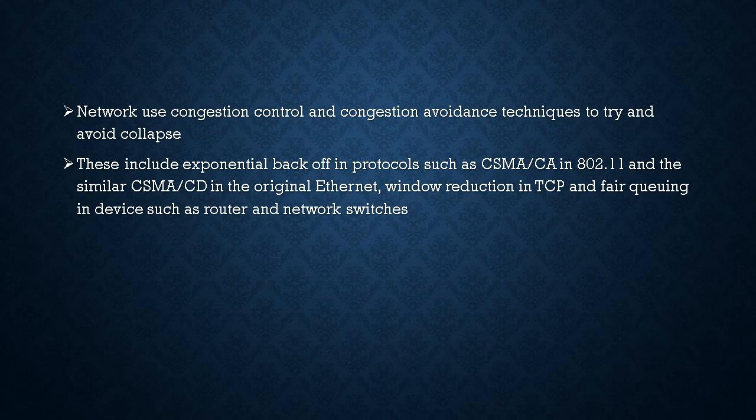Networks use congestion control and congestion avoidance techniques to try and avoid collapse. Whenever you're trying to send a text message, sometimes it gets delayed in delivery, and sometimes it is fast. Why? Because networks use congestion control and congestion avoidance techniques to try and avoid collapse. This includes exponential backoff in protocols such as CSMA/CA in 802.11.